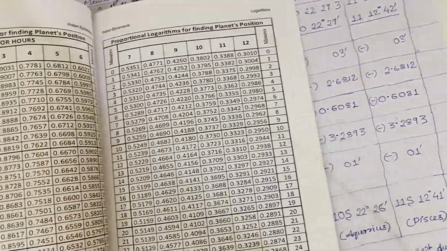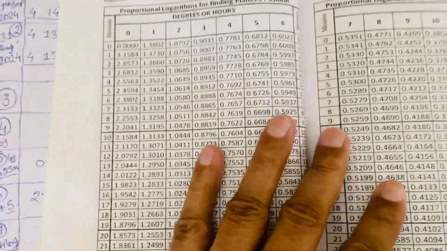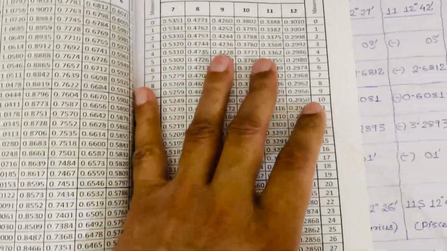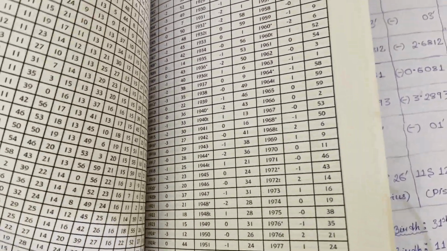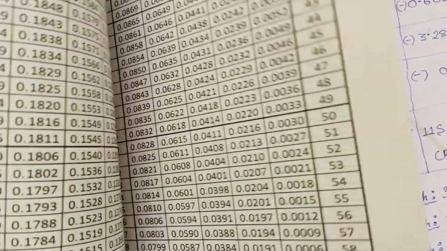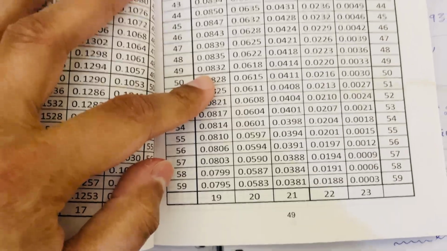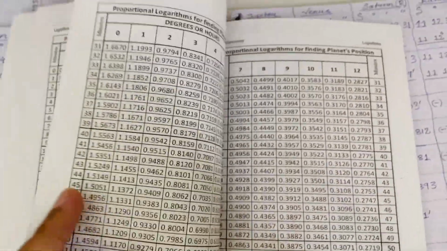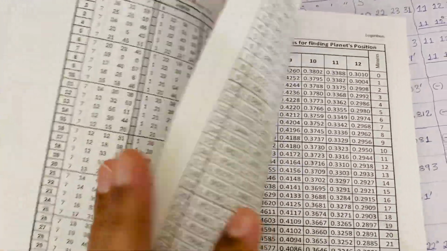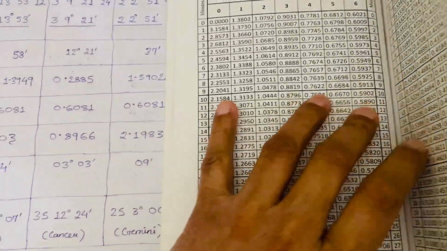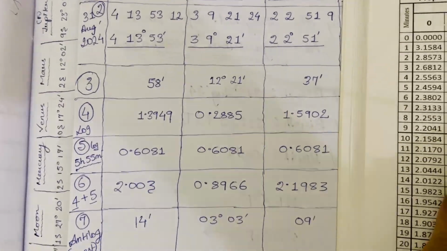Our proportional logarithms for finding a planet's position start from page 42 of the Vanis Ephemeris book and go till page 49. From all of these pages you will be able to note down the values, and I will teach you right away how to do that. So, 58 minutes I have written.